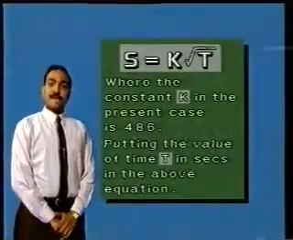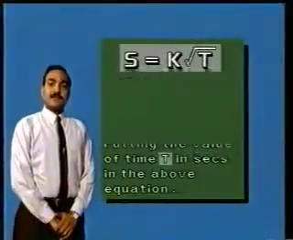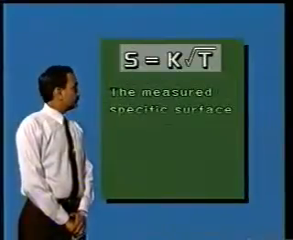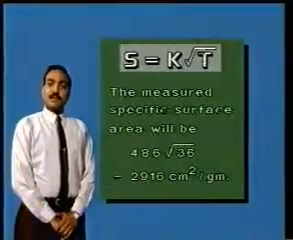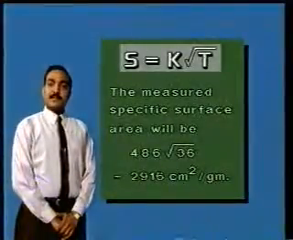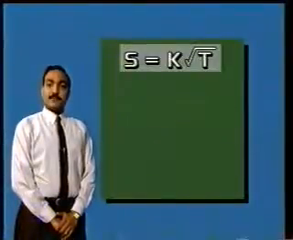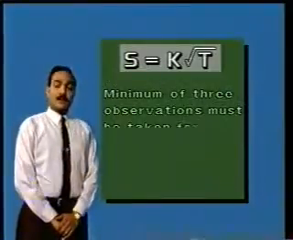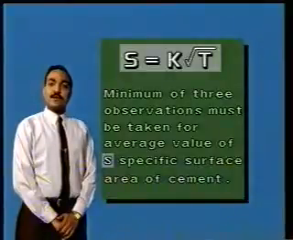Putting the value of time T in seconds in the above equation, which is 36 seconds in the present case, the measured specific surface area shall then be equal to 486 multiplied by 36 under the root, which is equal to 2916 centimeter square per gram. Minimum of 3 observations must be taken for determining the average value of specific surface area of cement.